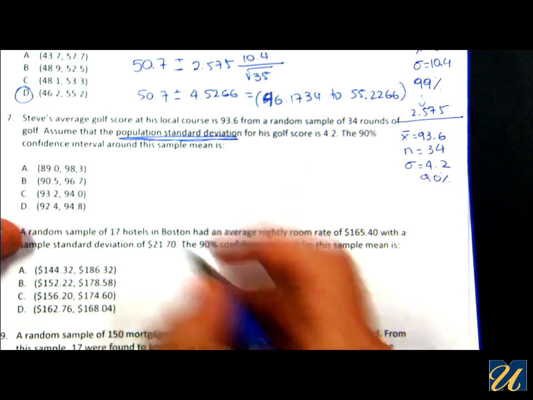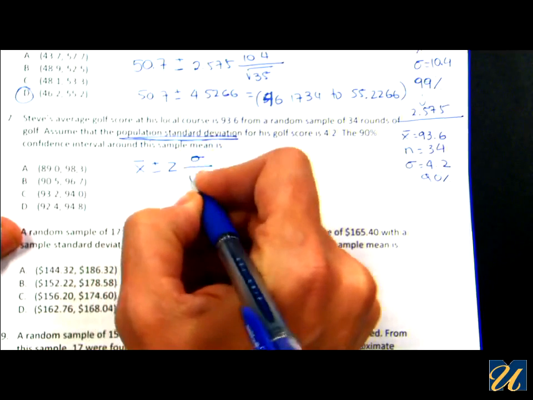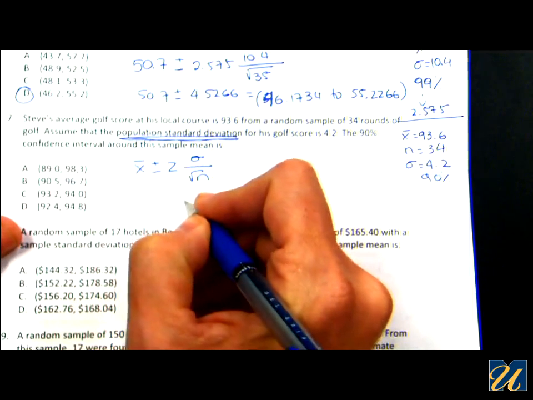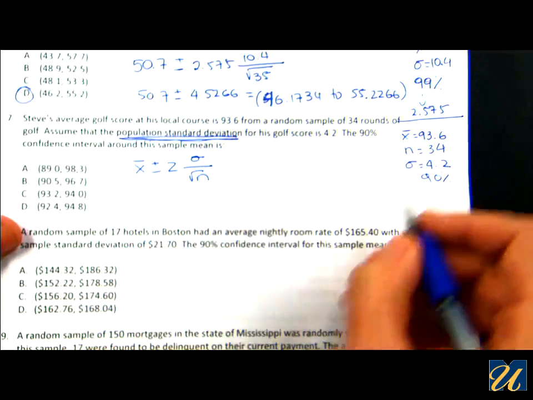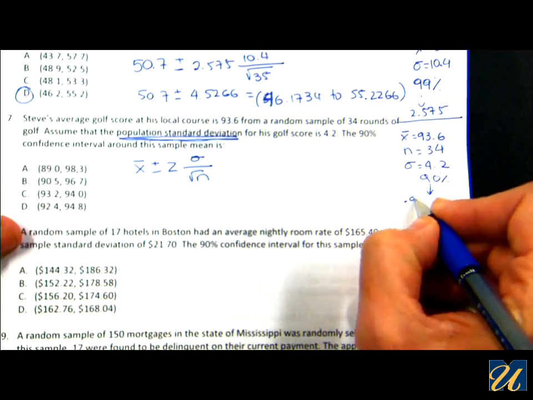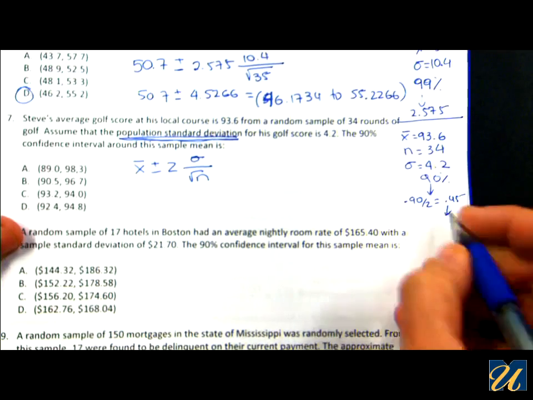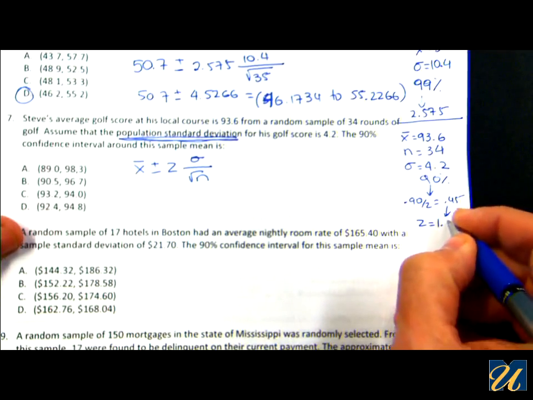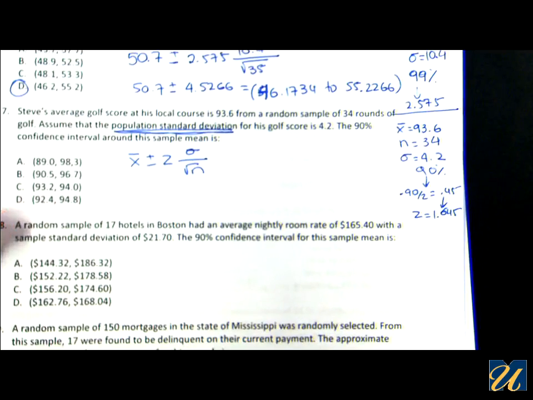Sigma is given, so we have case 1: x bar plus or minus z times sigma over square root of n. The only thing missing, once again, is your z value. For 90%, we will do 0.9 divided by 2, which is 0.45. 0.45 will give me a z score of 1.645. We take the average of the two values because it falls somewhere in the middle.